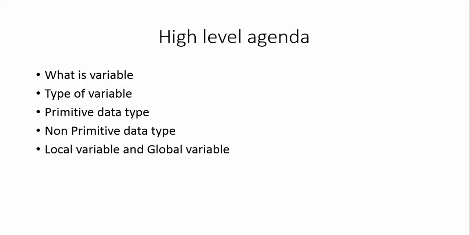Then we'll talk about very interesting part called local variable and global variable. And we are going to use this local variable and global variable concept in Selenium extensively. So we'll give more focus on this and primitive data type. Then we'll see some Java programs to show how exactly we work with primitive data type.